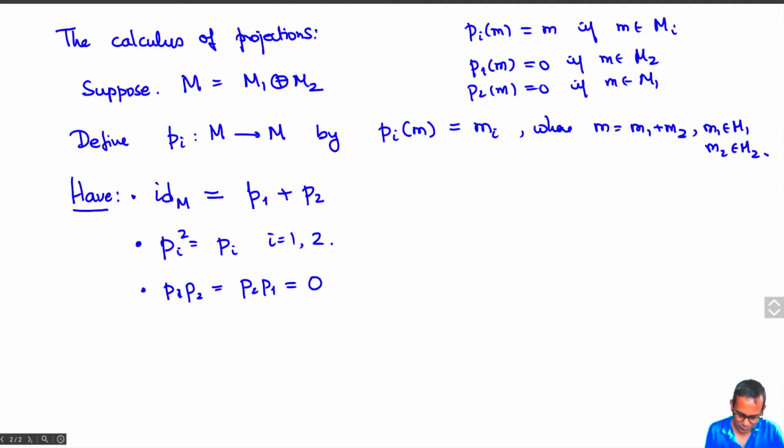And now if you take P2, you take any element M and then apply P2 to it, you end up in M2, and then when you apply P1, you will get 0. And most importantly, P1 and P2 are R-module endomorphisms.